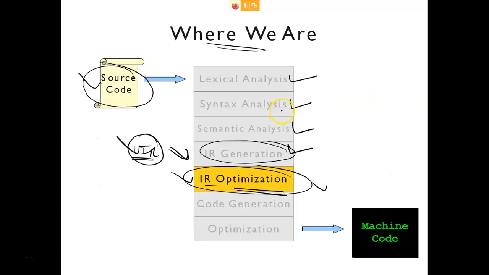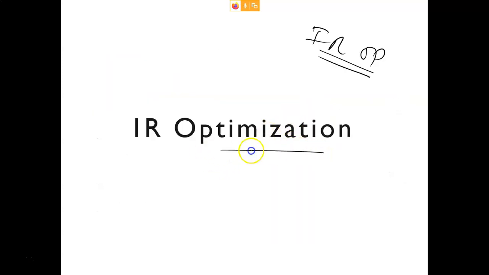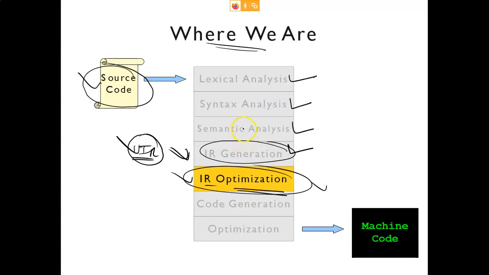Okay, so let me just restart what I was saying. So we are looking at this IR optimization. So we have IR code, IR generation. After this stage we have something called intermediate representation. We can use any of the intermediate representations like 3 address code, SSA, something. So you have this intermediate representation.